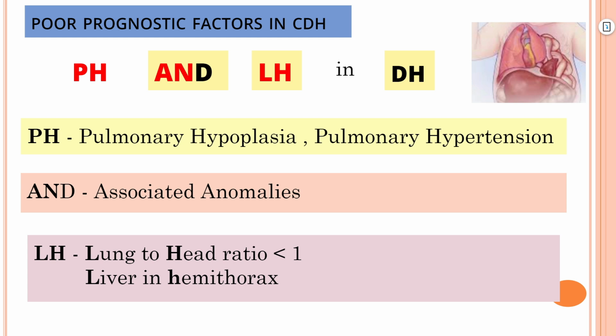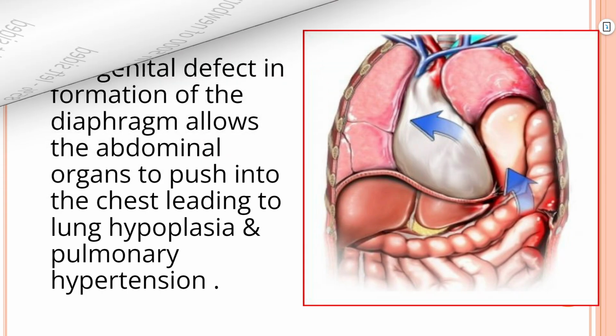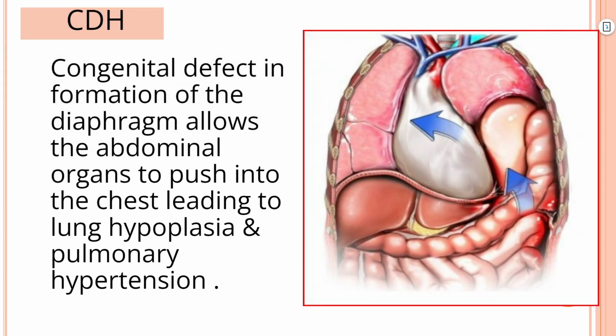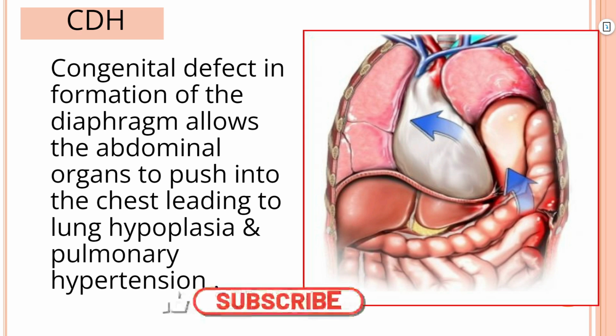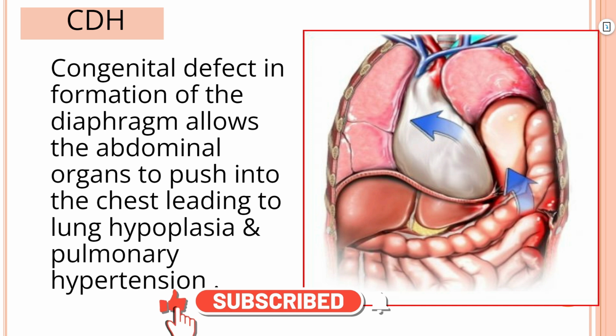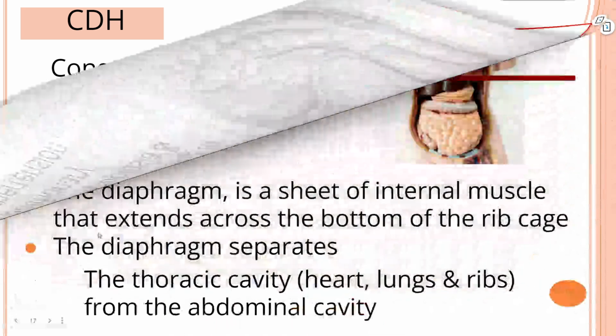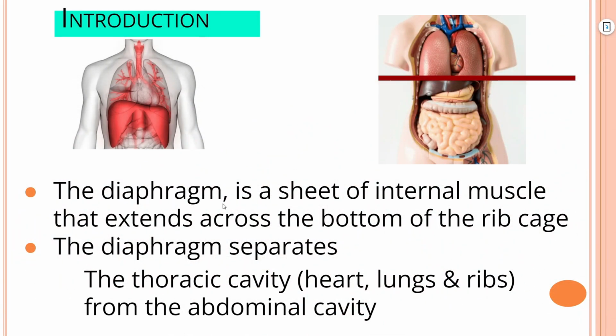Numerous causes contribute to the poor outcome of this condition. The two main factors that heavily influence the prognosis of CDH patients are pulmonary hypoplasia and pulmonary hypertension. Congenital diaphragmatic hernia is a congenital defect in the formation of the diaphragm that allows the abdominal organs to push into the chest, leading to lung hypoplasia and pulmonary hypertension. The diaphragm is a sheet of internal muscle that extends across the bottom of the rib cage. It separates the thoracic cavity, heart, lung and ribs from the abdominal cavity.